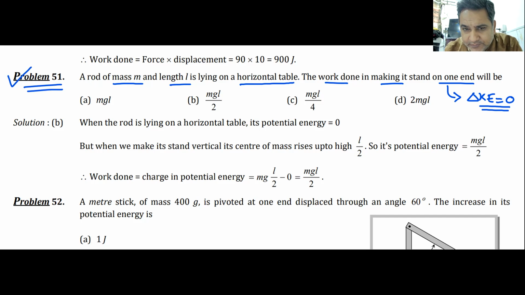Did you get the answer, beta? Sir, mgh by 2, formula. So H will be L by 2 and we'll get mgL by 2. That is correct, but you are still not explaining how it is done. So let us see how it has to be done.